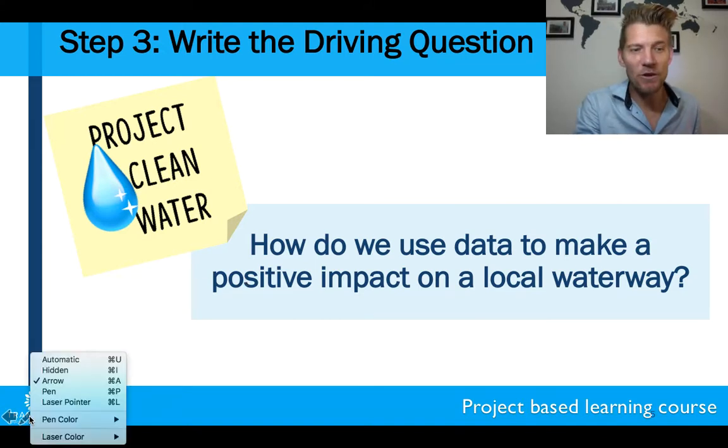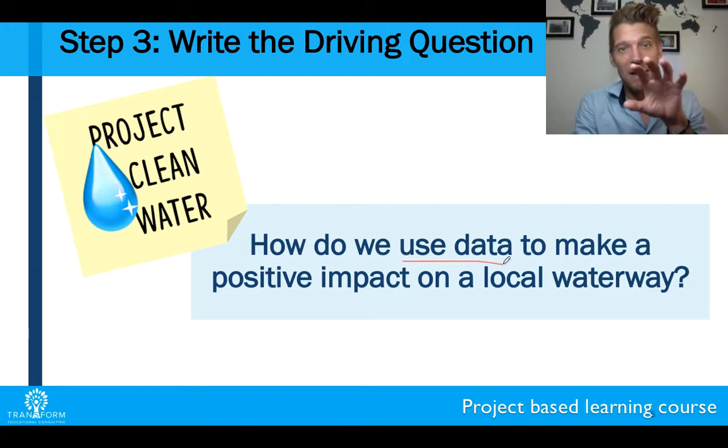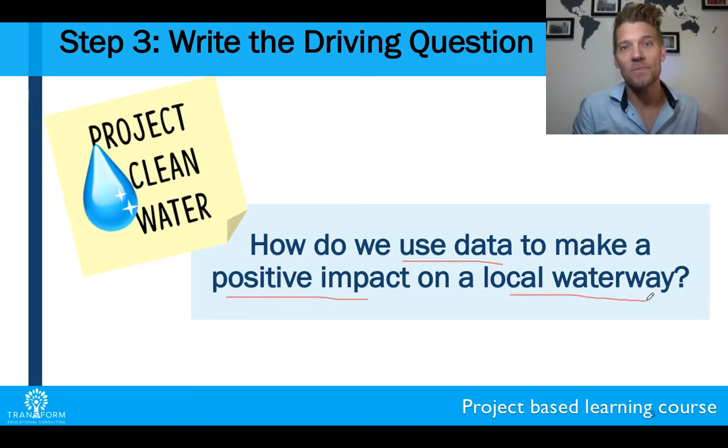Now, going through the projects that we wrote for the sample case studies, data we said was important because it really gets students looking at actual research that they're going to have to conduct rather than just making a solution right away. Positive impact, it's action-oriented, and it's on a local waterway. Okay, so those are the parameters of that driving question.